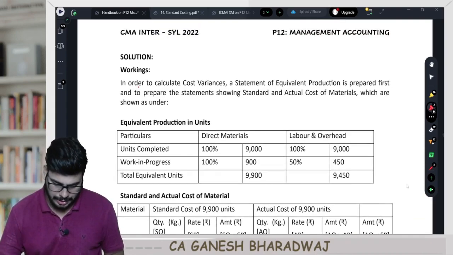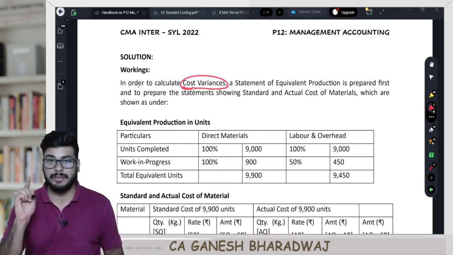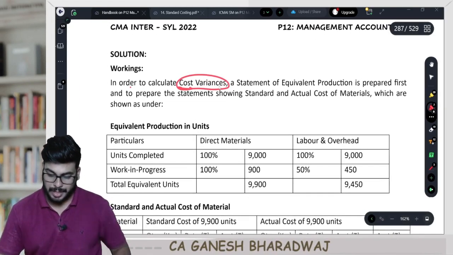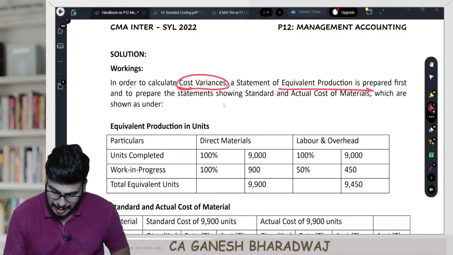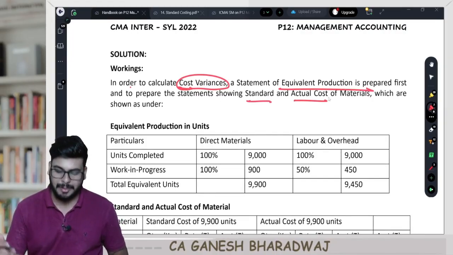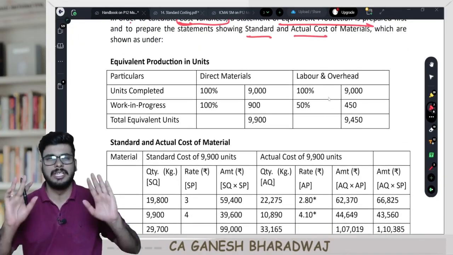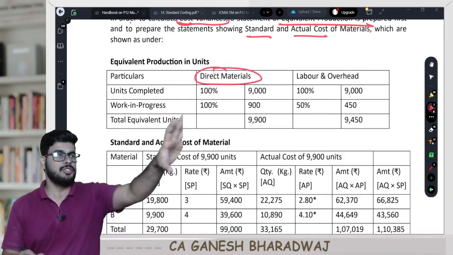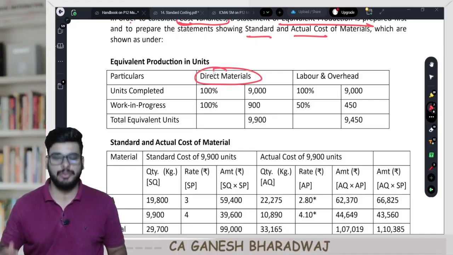Now look at this, guys. In order to calculate the cost variances, these are the exact words given in the study material which I've kept in our handbook. In order to calculate the cost variances, the statement of equivalent production is prepared first, and then the statement showing standard and actual cost of material is prepared, as shown below. So basically, statement of equivalent production, simple guys, do not worry about it. Now I have consumed raw material A and B. Using raw material A and B, totally how many units got produced?